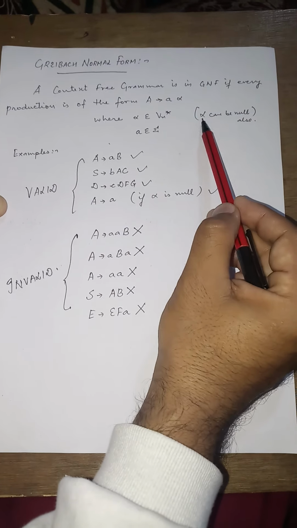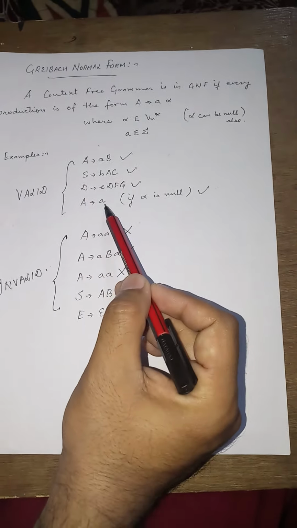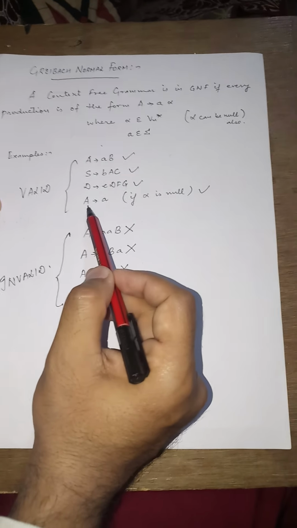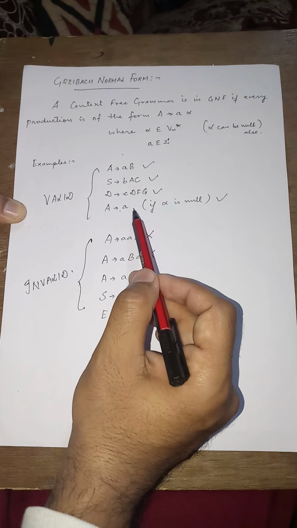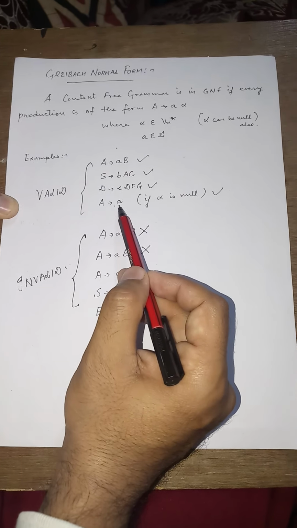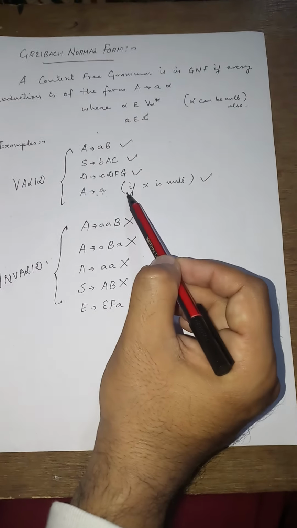Now here alpha can be null also. If your alpha is null, then you are left with capital A goes to small a, that is, there will be no variables following this terminal. So these are the valid examples.